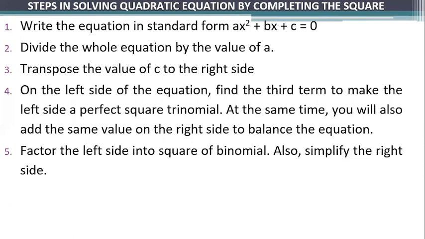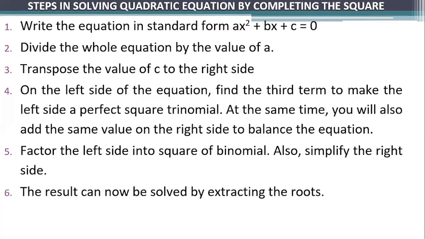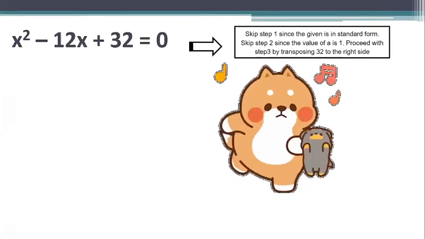If you already have the square binomial and simplify the right side, we can now solve it by extracting the roots. And finally, you have to simplify the final answer.